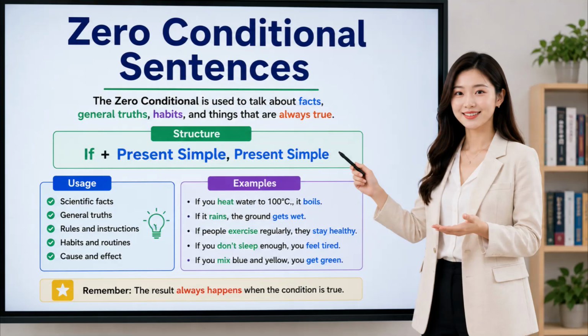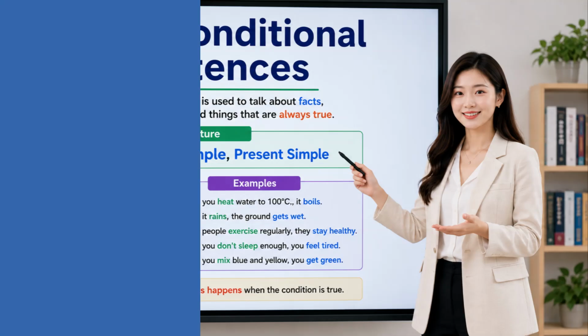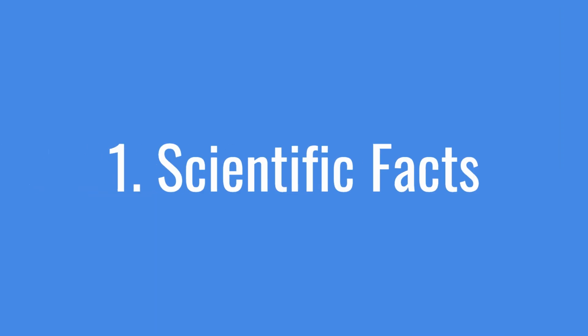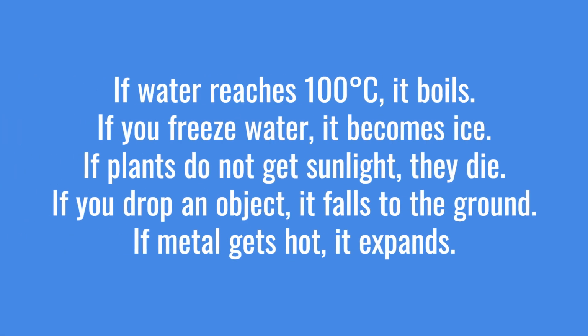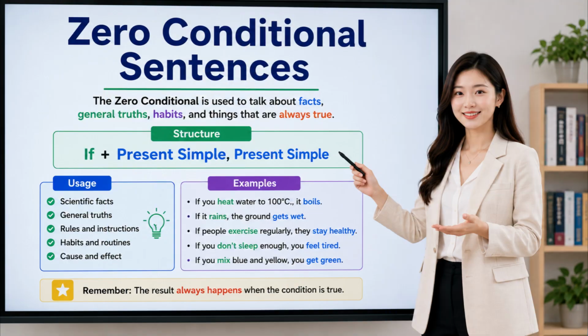When do we use the zero conditional? 1. Scientific facts. We use the zero conditional to describe scientific facts and natural laws. Examples: if water reaches 100 degrees Celsius, it boils. If you freeze water, it becomes ice. If plants do not get sunlight, they die. If you drop an object, it falls to the ground. If metal gets hot, it expands. These facts are always true.